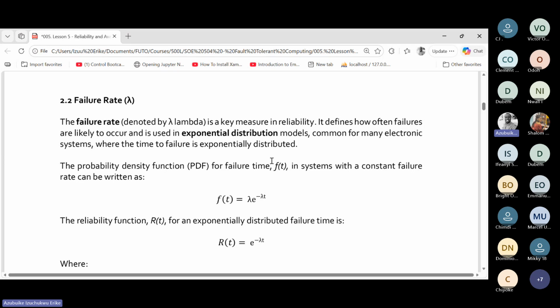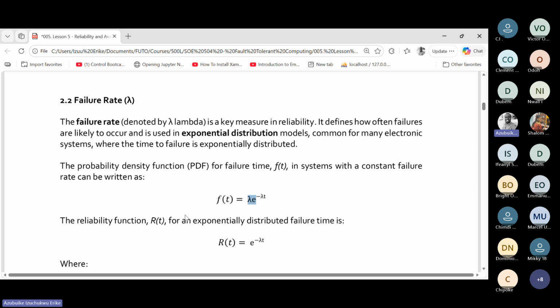So it defines how often failures are likely to occur, and it is used in exponential distribution models, which is common in electronic systems. So we have the probability density function for the failure time f of t in a system with a constant failure rate written as this. Now, when we look at this, we see that the failure rate is both a coefficient of the time and that of the exponential function here.